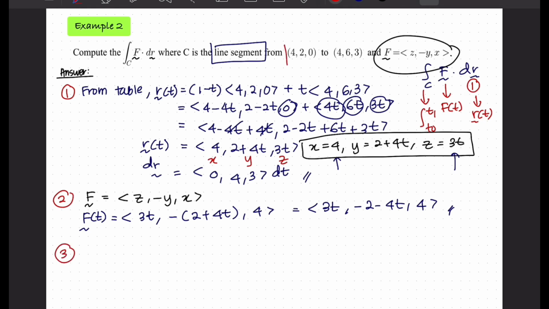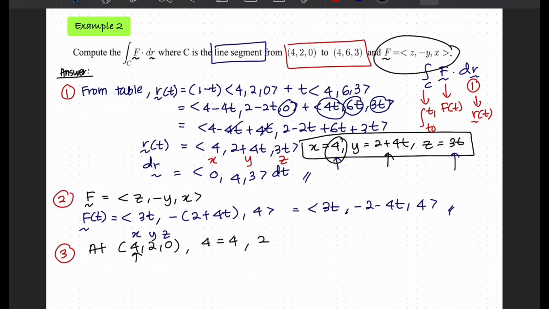The third step is to find the limits. You can find the limits by using the points. At (4, 2, 0), the starting point, this is x, y, and z. Our x here is 4, 4 equals 4. Then y: 2 plus 4t equals 2. And then z: 3t equals 0.